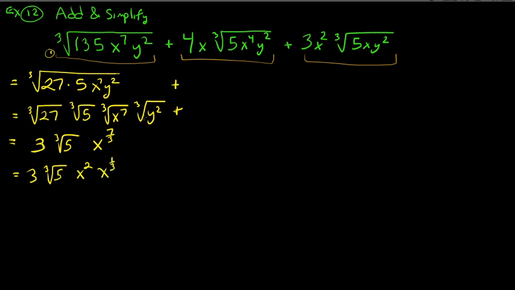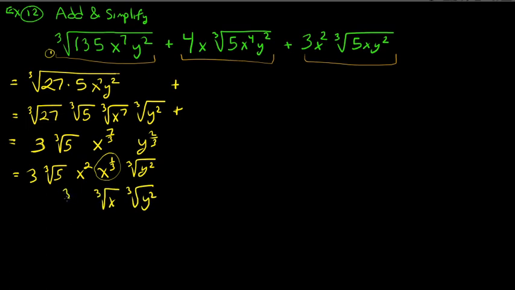And for that matter, we could write the y squared as y to the 2/3, but 2/3 is already less than 1. It's already simplified, 2 is less than 3, so we didn't have to do that. We could leave it as the cube root of y squared. And in fact, this x to the 1/3 will be written as the cube root of x.